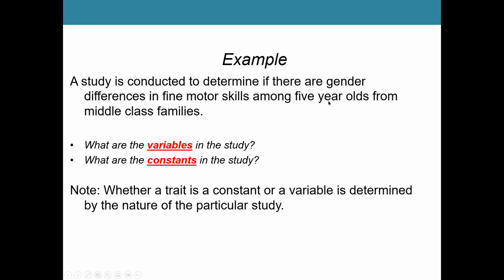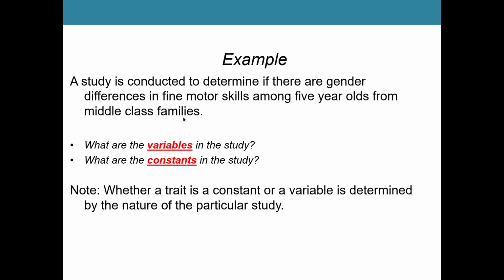Among 5-year-olds, whoa, 5-year-olds is not varying. It's just 5-year-olds from middle-class families. That's not varying either. So we've got 2 variables and 2 constants. We're looking at gender differences, we're looking at fine motor skills, and our constants are 5-year-olds and middle-class families. So please note, whether a trait is a constant or a variable is determined by the nature of the particular study. Usually researchers do this by design.